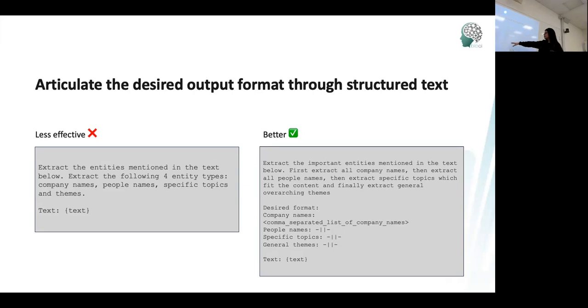For example, I want company names in a comma separated list. I want people's names in this format: specific topic, general theme. So it's a better idea to give the desired format first and then give the text. Maybe the query is the same, but the desired format would change a lot in the output, definitely.